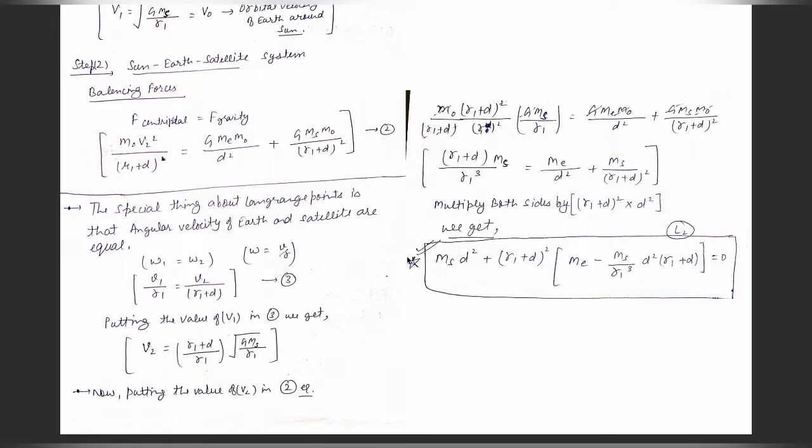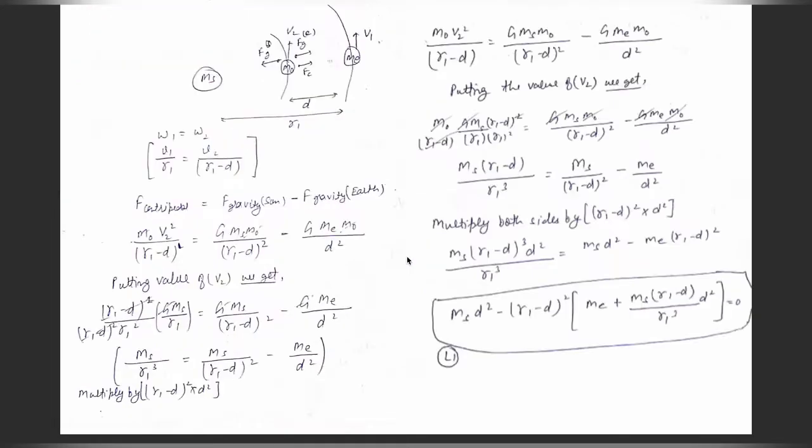This equation is for the L2 orbit, and for the L1, we are going to repeat the same process, but we have to take into account that the gravitational force between Earth and the satellite is in the negative direction. It is going to subtract, where in the earlier case it is adding. So solving it in the similar fashion, we are going to get this equation, which is for the L1 orbit.